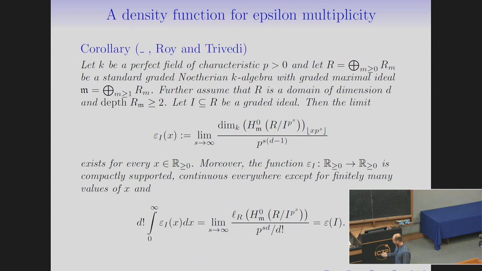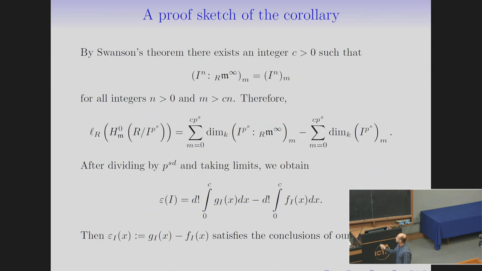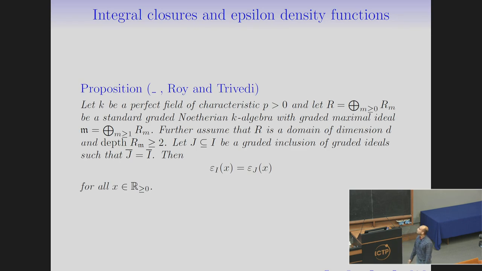Okay, I'm going to skip this. So what about integral closures and density functions? Now, let's be in the setup where we know that the epsilon density function exists. Then we show that if we have containment of two graded ideals, such that they have the same integral closure, then the density functions are actually the same for all values of x. But we do not quite have a converse to this statement, just one direction.